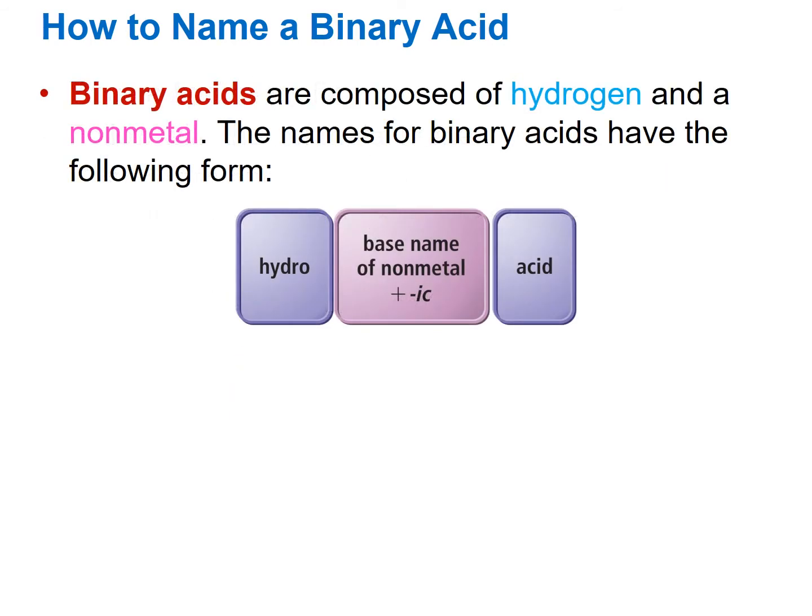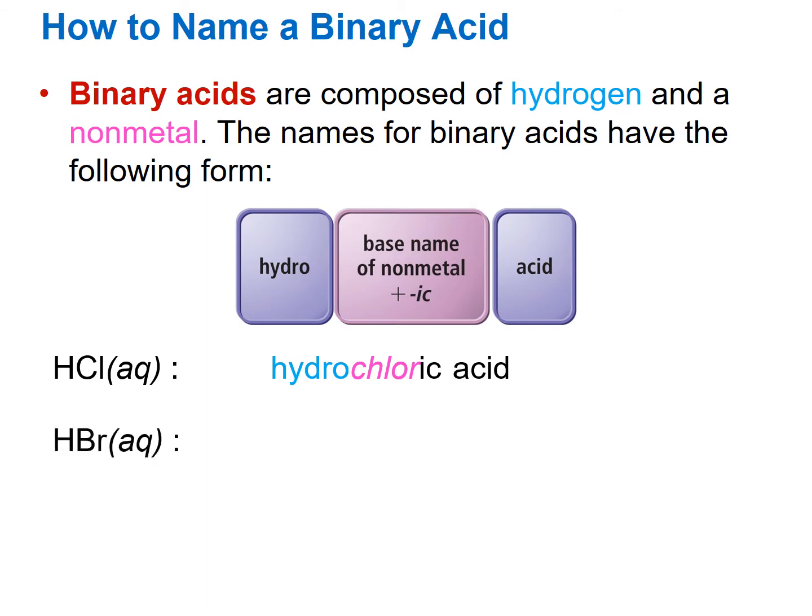So let's try our hand at some more. What if we had hydrogen and chlorine together in an aqueous solution? What would that be? Well, if we follow our formula, we would start off with hydro, and then we've got to do something with that chlorine. We're not going to call it chloride. No, no, no. We're going to call it chloric, and we've got to give it its last name, which is acid, so hydrochloric acid. What about hydrogen and bromine?